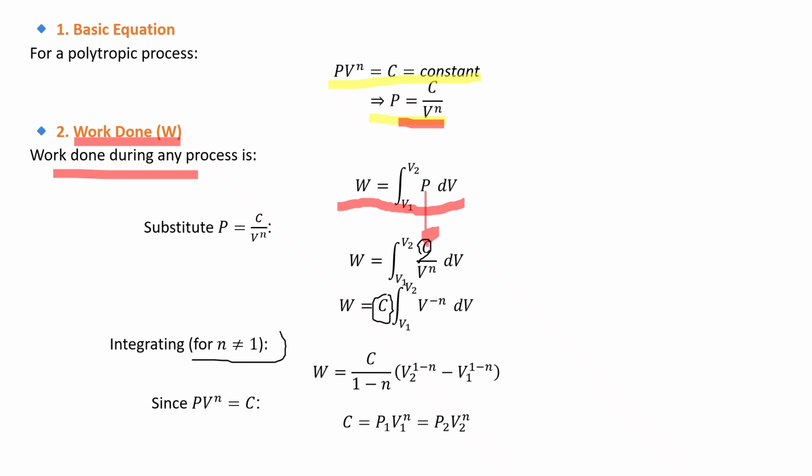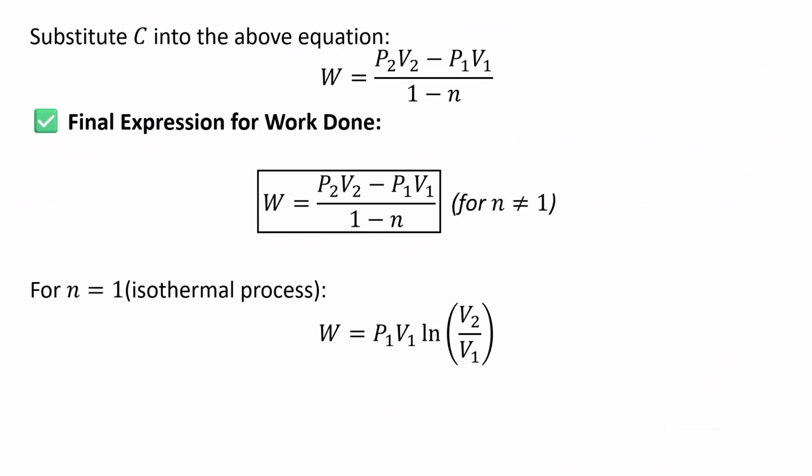And when n is not equals to 1, in that case W, that is equals to C divided by 1 minus n into bracket V2 raised to 1 minus n minus V1 raised to 1 minus n. And as we know, PV raised to n is equals to constant, P1 V1 raised to n, that is equals to P2 V2 raised to n, that is equals to constant, that is known to us. So now what we have to do is we have to put the value of C in the above equation.